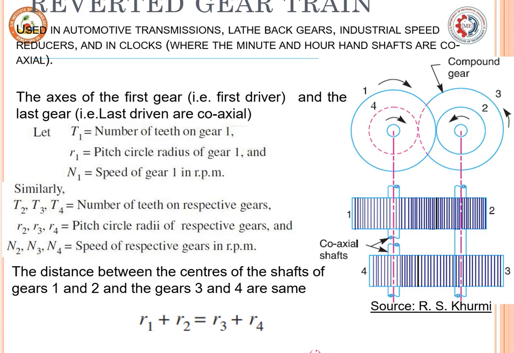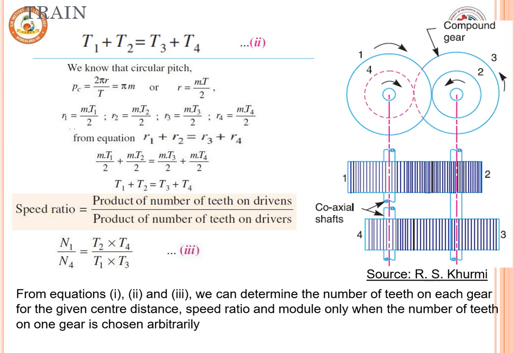The distance between the centers of the shafts of gears 1 and 2 and gears 3 and 4 must be the same, that is R1 plus R2 is equal to R3 plus R4. This is the condition we can expect in the reverted gear drive. So T1 plus T2 is equal to T3 plus T4, the teeth sets must match. When you take the speed ratio, N1 by N4 is equal to T2 into T4 divided by T1 into T3.